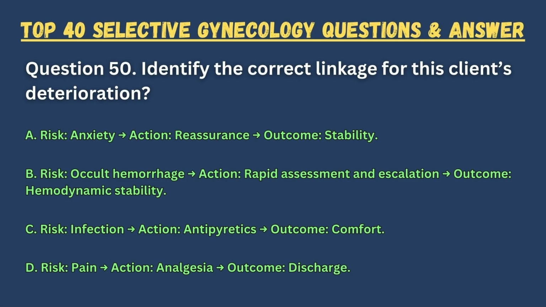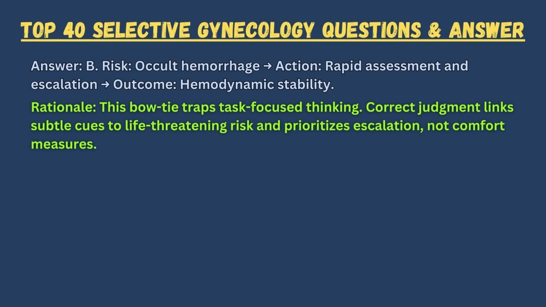Risk, anxiety; action, reassurance; outcome, stability. B. Risk, occult hemorrhage; action, rapid assessment and escalation; outcome, hemodynamic stability. C. Risk, infection; action, antipyretics; outcome, comfort. D. Risk, pain; action, analgesia; outcome, discharge. Answer. B. Risk, occult hemorrhage; action, rapid assessment and escalation; outcome, hemodynamic stability.